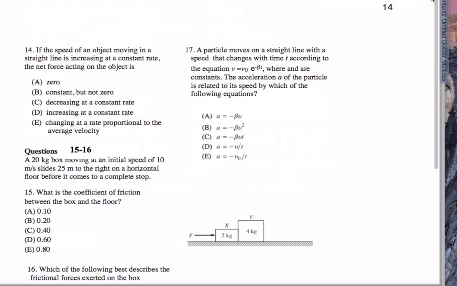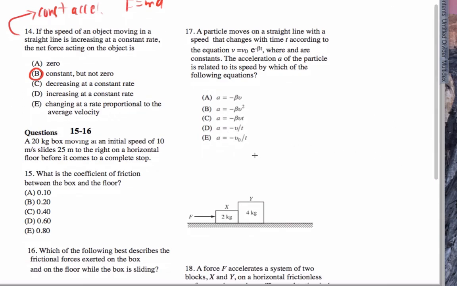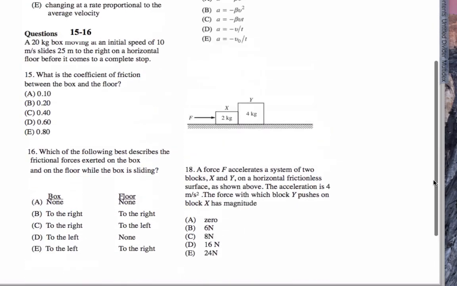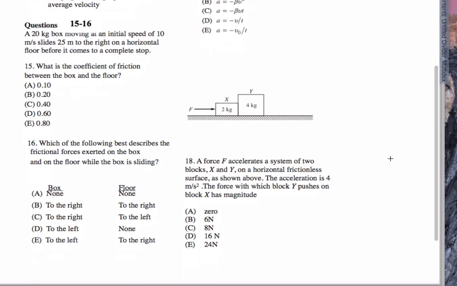What does it even look like? Okay. If the speed of an object moving in a straight line is increasing at a constant rate, the net force acting on the object, well, let's be clear. This means a constant acceleration. And if F is ma, that means we have a constant non-zero force. Pretty annoying, huh? Alrighty. And in the next video, actually, no, let's do one more.